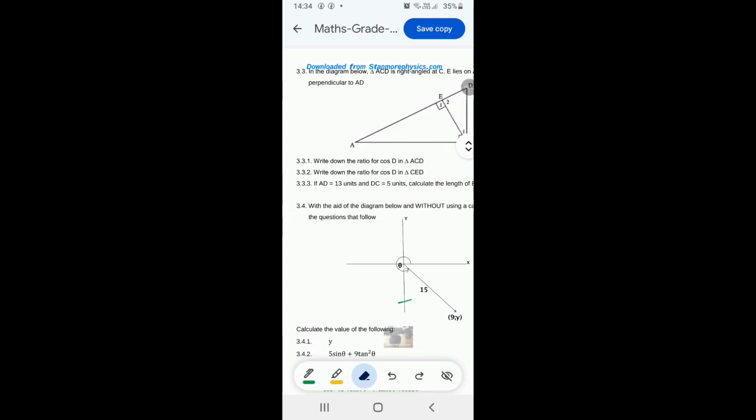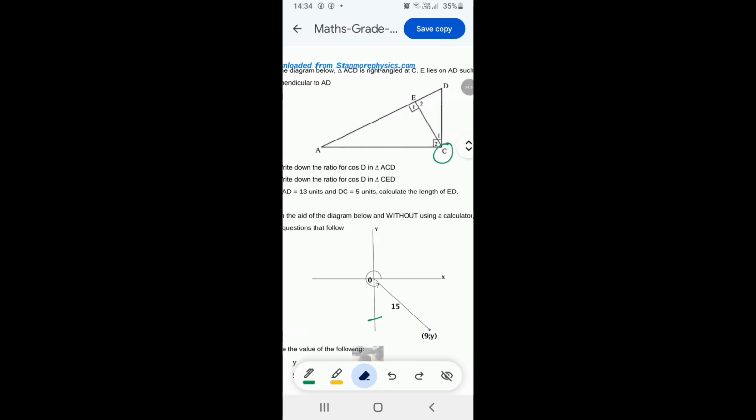If AD is 13, so where's AD? If this whole AD is 13, and DC is 5, calculate ED, so we're looking for this small part. So what do we do? This is what we do. We say CD over AD. Do you remember CD over AD? It's what we are given.